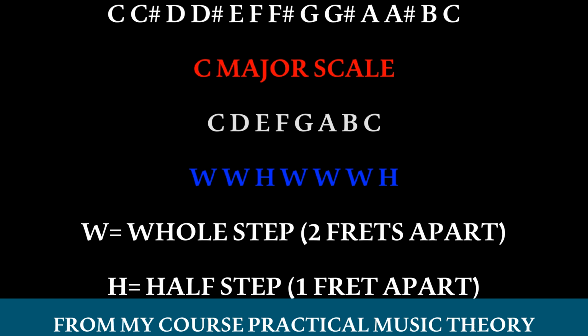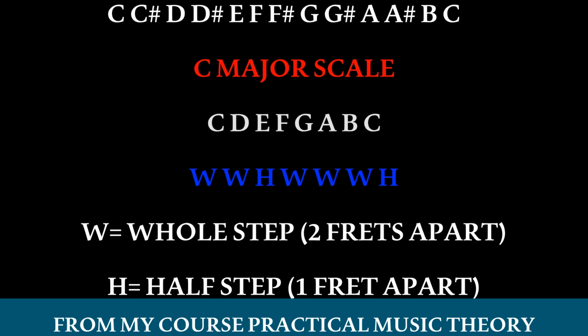So if we study the intervals of the C major scale, we can apply it to form a major scale starting from any note. The first interval in the C major scale is between the notes C and D. As we have a sharp, that is C sharp, between the notes C and D, the interval between these two notes is a whole step, that is 2 frets apart on the guitar, and this is designated with a W. Similarly, between D and E, again we have a whole step as we have a D sharp between them.